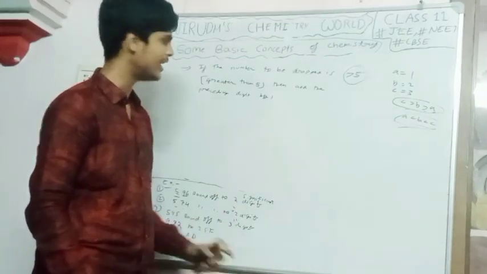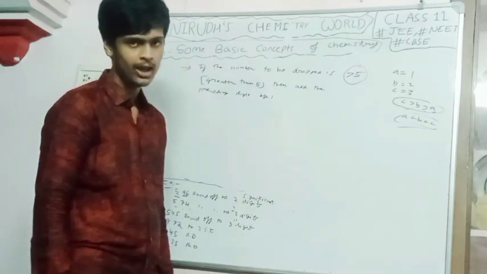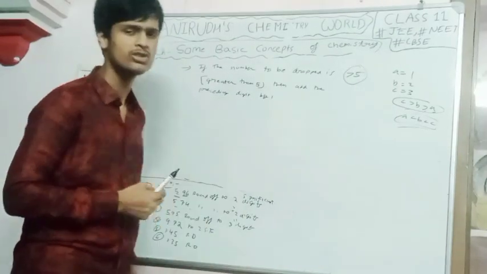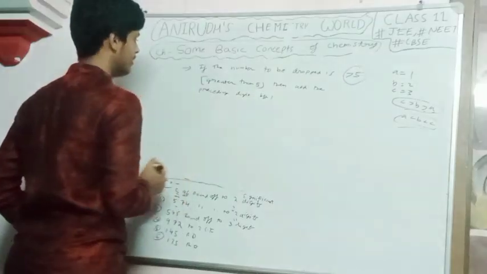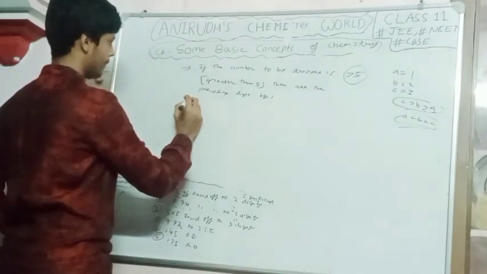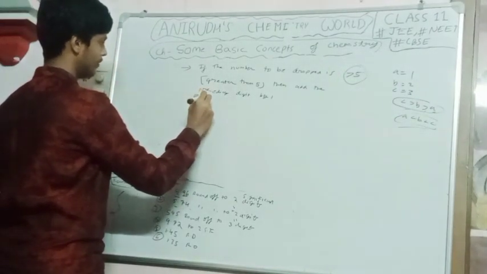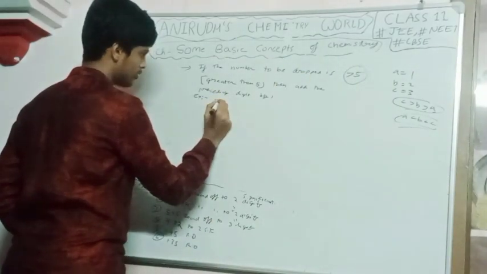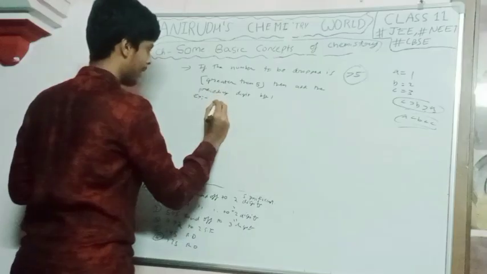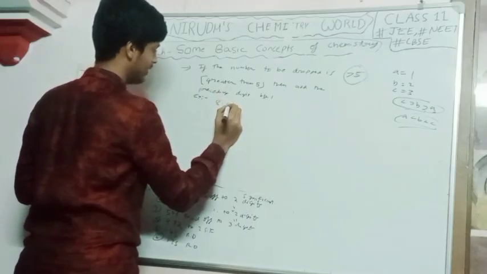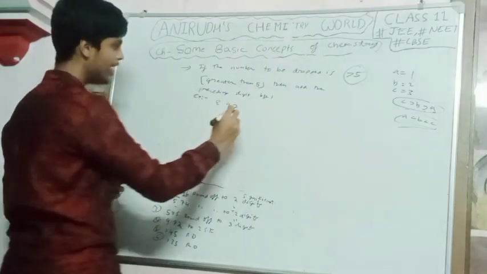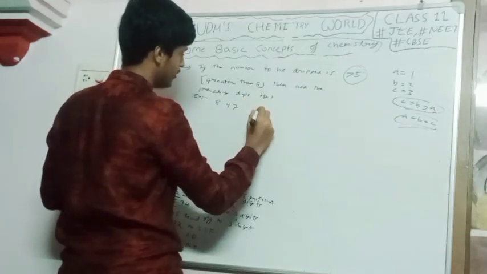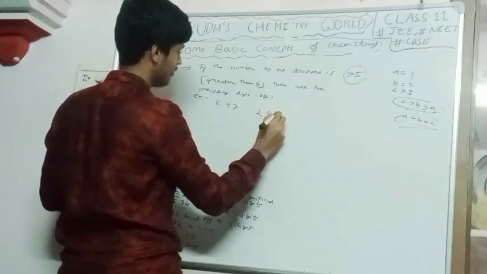In the book it is given that if the number to be dropped is greater than 5, you need to raise the preceding digit by 1. Instead of raised, we can use the word add. Suppose, for example, you have the number 8.97, and you need to round off to 2 significant figures, since there are 3 significant digits.